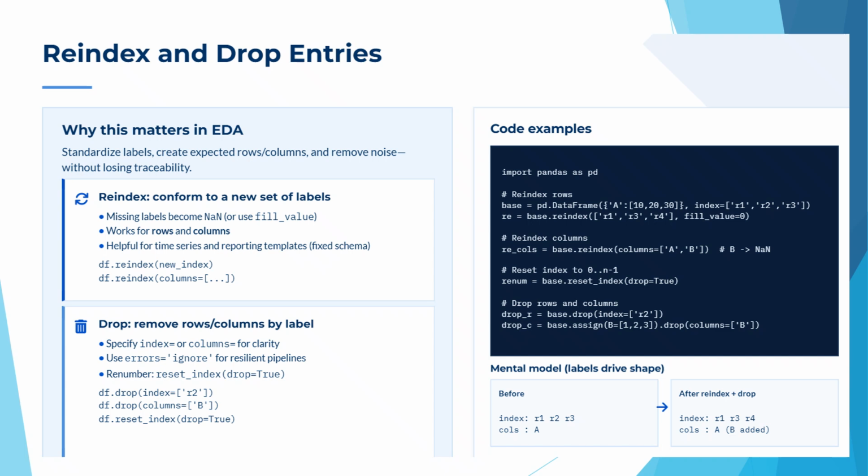Dropping is used to remove unwanted rows or columns from a data frame based on their labels. Using functions like df.drop(index=...) or df.drop(columns=...), we can explicitly specify which entries to remove, improving clarity and control. This is useful when cleaning data by eliminating irrelevant or redundant information. The parameter errors='ignore' can be used to prevent errors if the specified labels are not found, making the code more robust in automated pipelines.